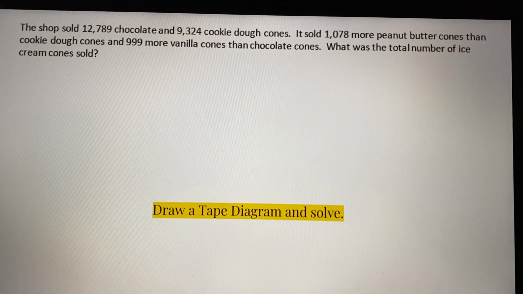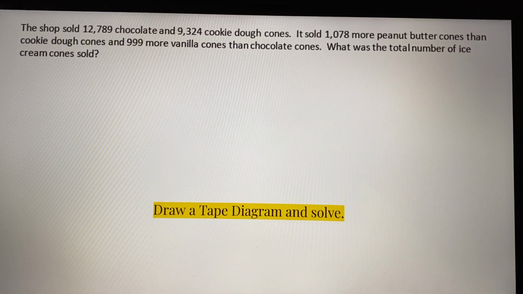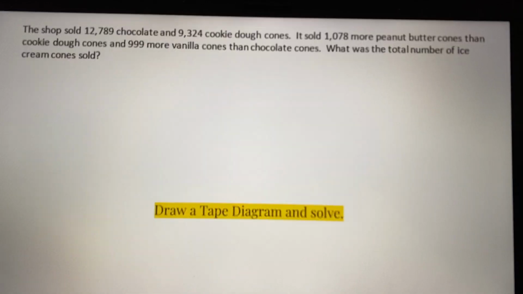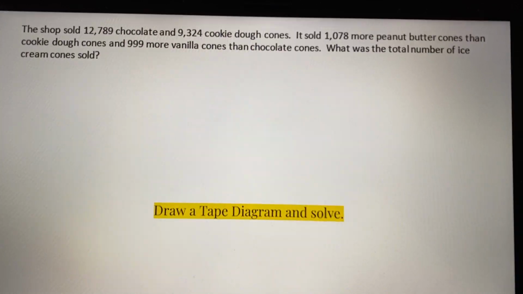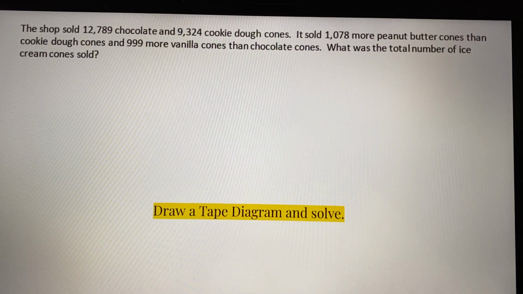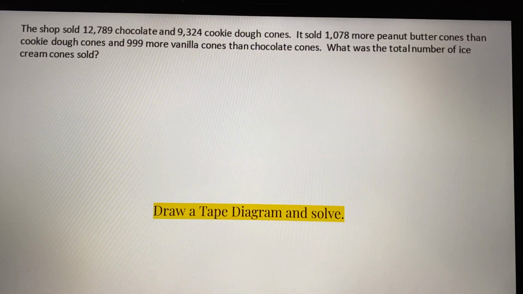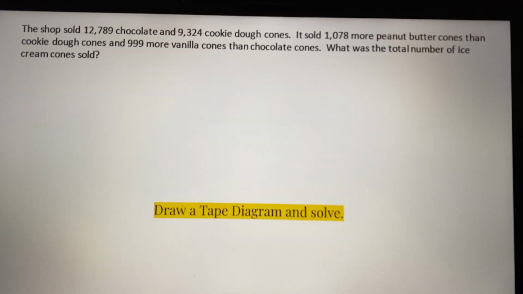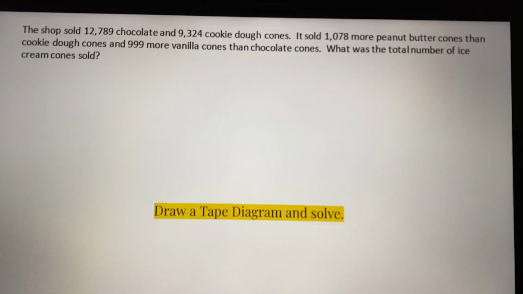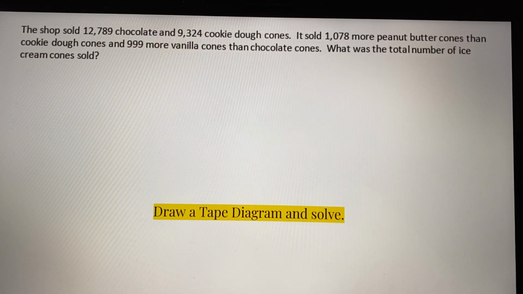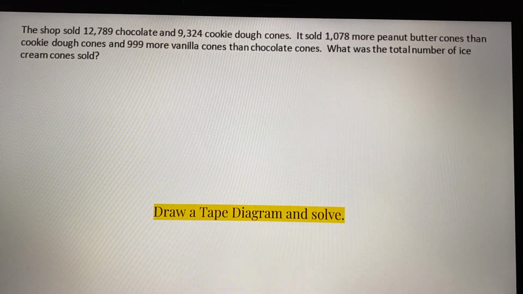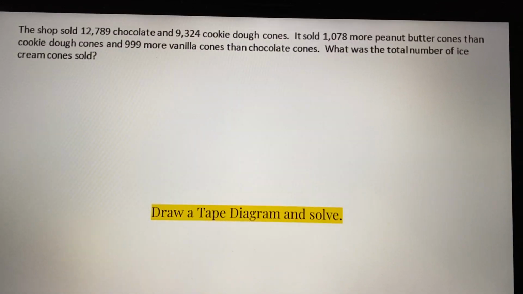Our next problem. The shop sold 12,789 chocolate and 9,324 cookie dough cones. It sold 1,078 more peanut butter cones than cookie dough cones and 999 more vanilla cones than chocolate cones. What is the total number of ice cream sold? So again, we're going to use a tape diagram to solve this.